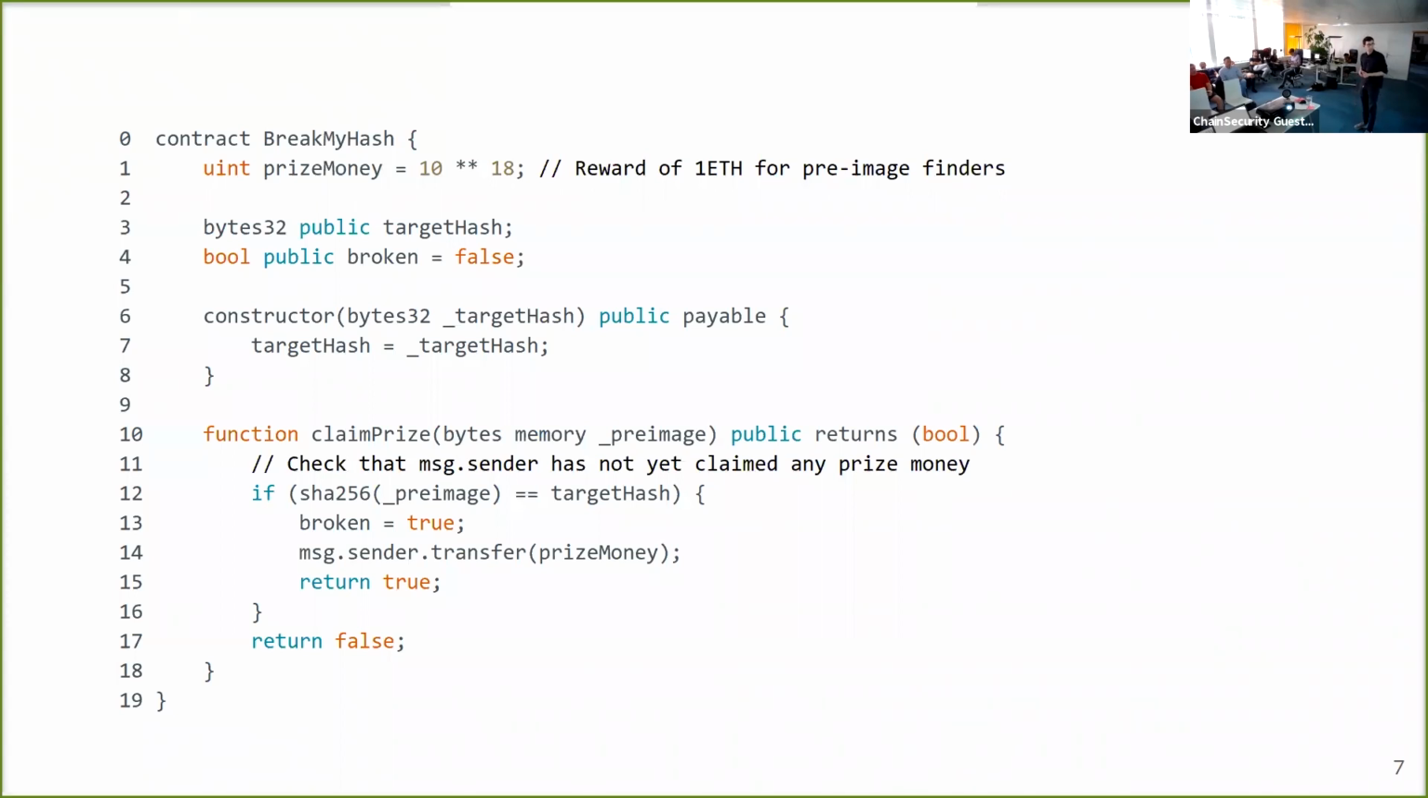And then we have a claim price function. Of course, in order for this to somewhat make sense, we would need to check, okay, whoever sends this message has not yet claimed any price money, but for simplicity, I've not done this here. And then in line 12, we would just check, okay, if we apply the SHA-256 to this pre-image that has been submitted to the chain, and we get the target hash, well, the one-way property has been broken. We set broken to true. We reward the sender, and we return true.